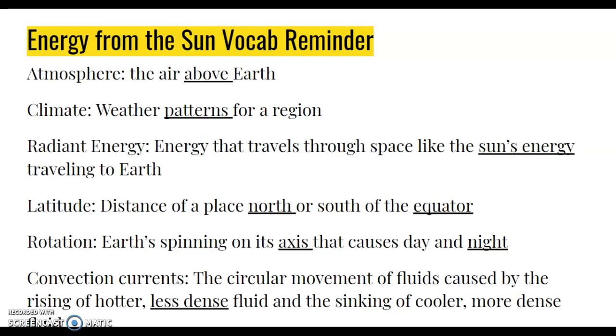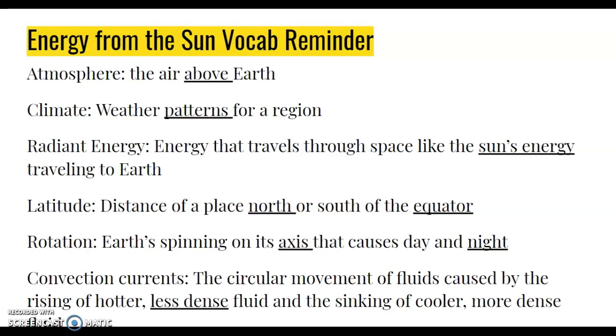As we go through the rest of this presentation, I want to review some vocabulary that you've experienced before. So the atmosphere obviously is going to be the air above Earth. And as we learned the second week of school, when we talk about climate, we're talking about weather patterns for a region. So not the weather on a specific day, but what the patterns are over a longer period of time. Radiant energy is just a way of referring to the energy that travels through space from the sun.